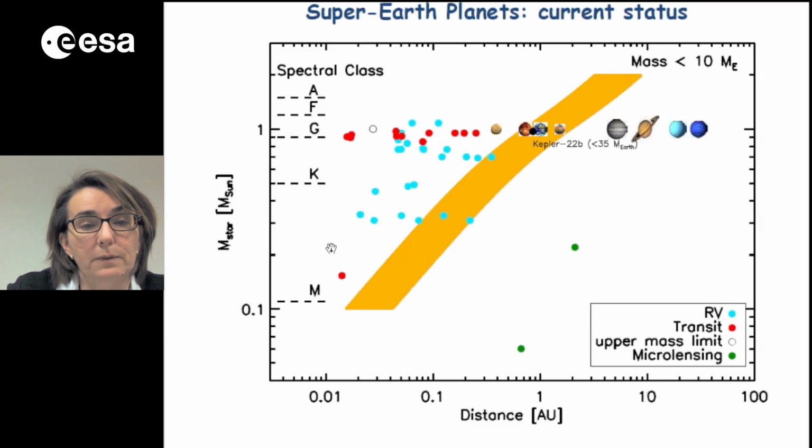In particular, for planets orbiting M dwarfs, these are low-mass cool stars, the habitable zone is so close to the star that the detection of planets in the habitable zone is, of course, much easier than around solar-like stars.